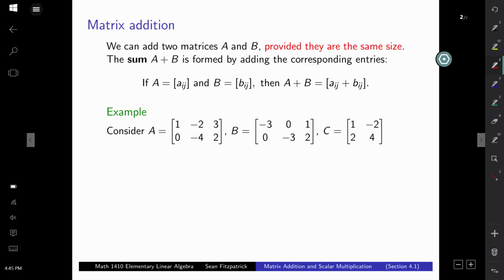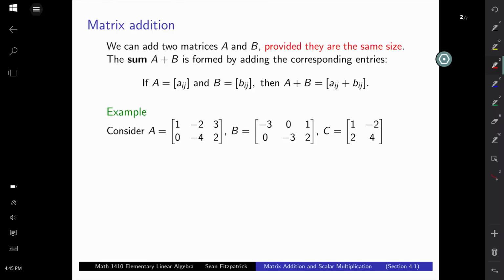So you want to add two matrices together. Well, the first thing is they've got to be the same size, right? Think about when you're dealing with vectors. It wouldn't make sense to add a two-dimensional vector to a three-dimensional vector. The two vectors have to belong to the same space. They have to have the same number of entries. And same thing for matrices. If I want to add two matrices together, they have to be the same size.